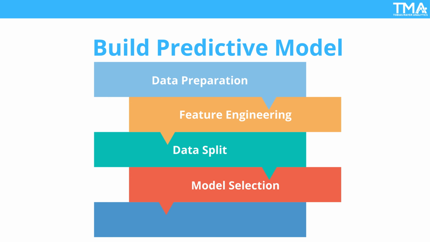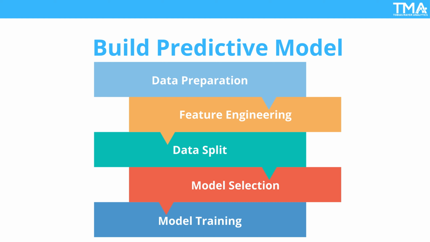Model selection. Choose an appropriate algorithm or model to build the churn prediction model. Commonly used algorithms include regression models, decision trees, support vector machines, clustering, or neural networks. The choice of model depends on factors such as the nature of the data, interpretability requirements, and performance goals.